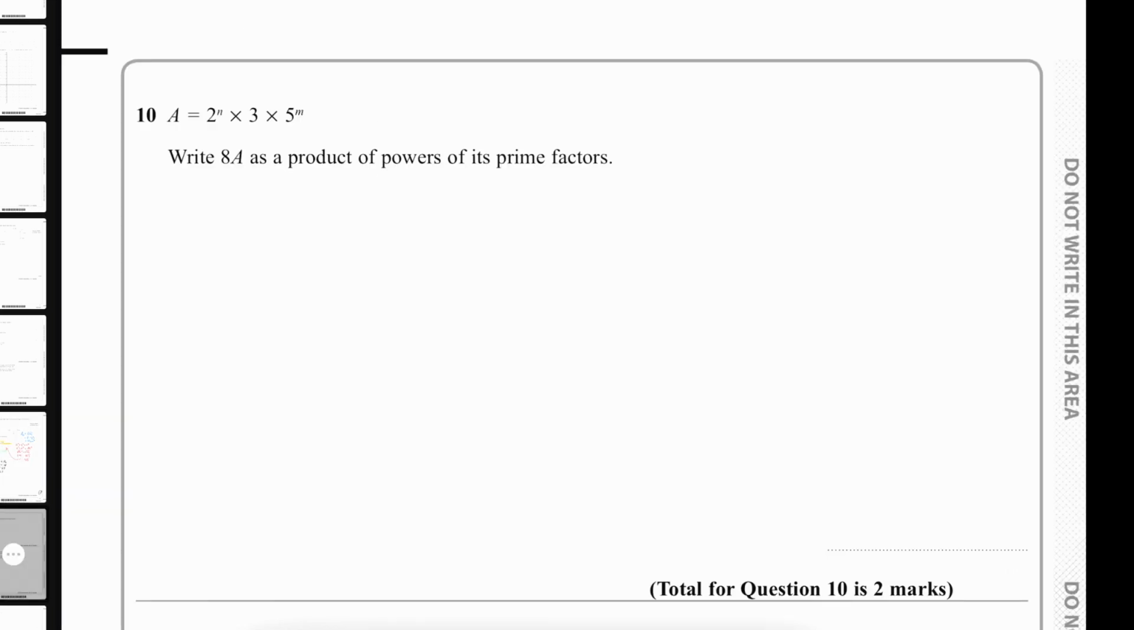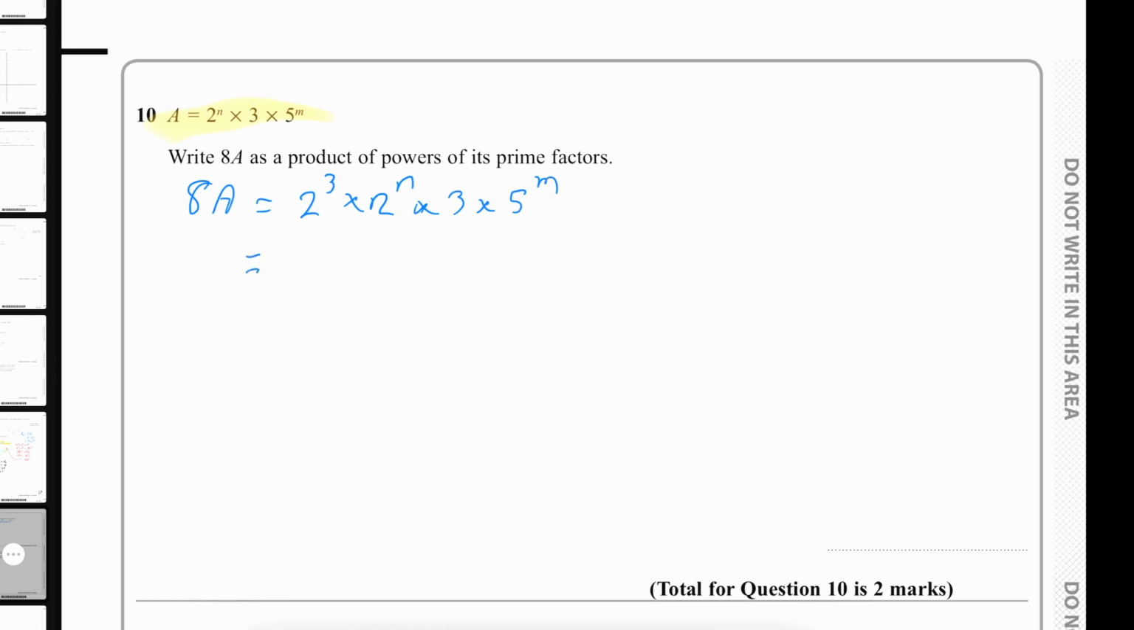The next question says, write 8a as a product of its powers of its prime factors. Okay, so they've given us a up there, and now they're just saying 8 times a. So I'm going to go straight to that. 8a equals 8 times everything that I've highlighted above. I'm going to put the 8 straight into indices form. So I've got 2 to the power 3 times 2 to the n times 3 times 5m.